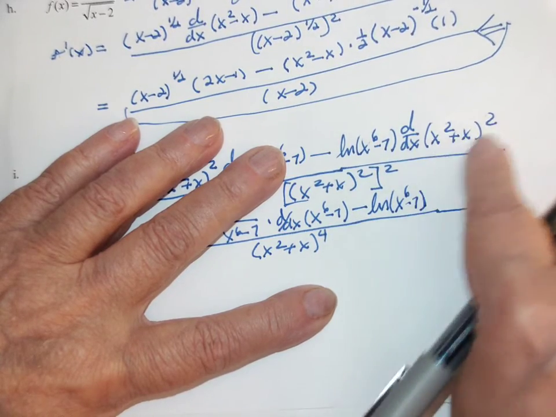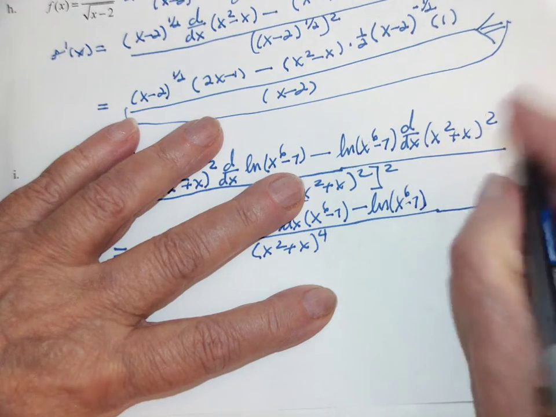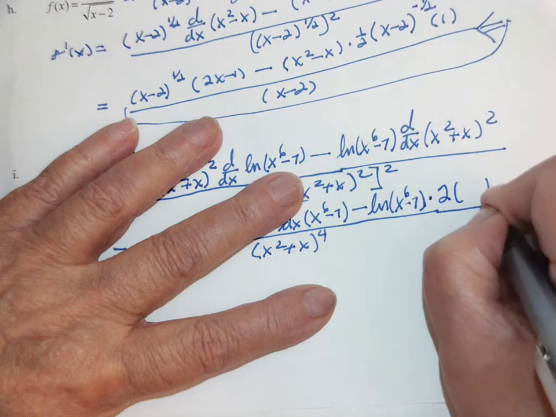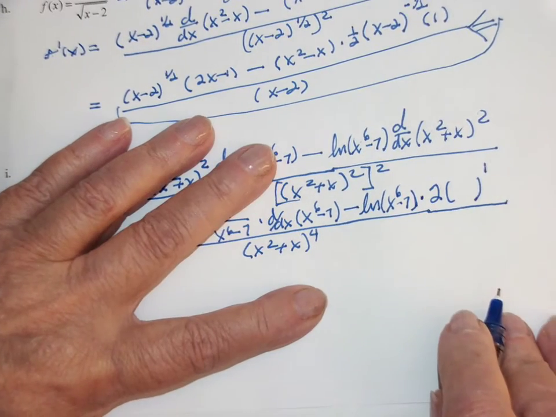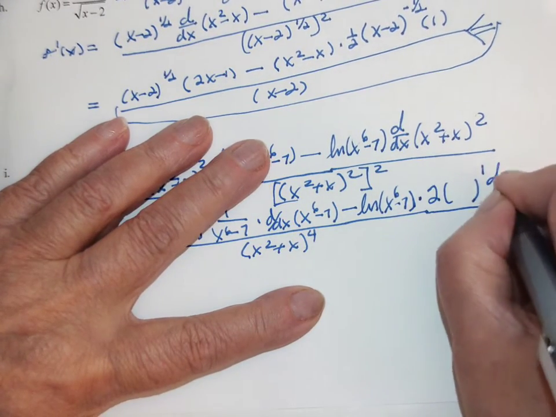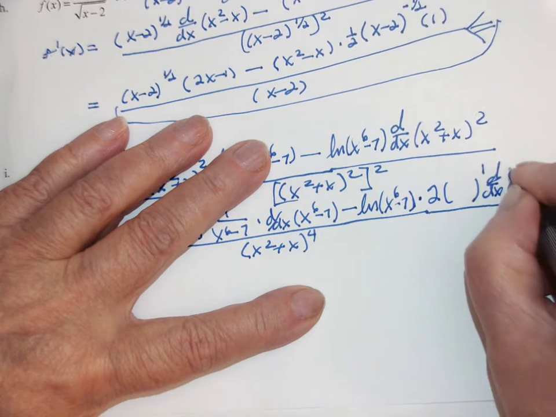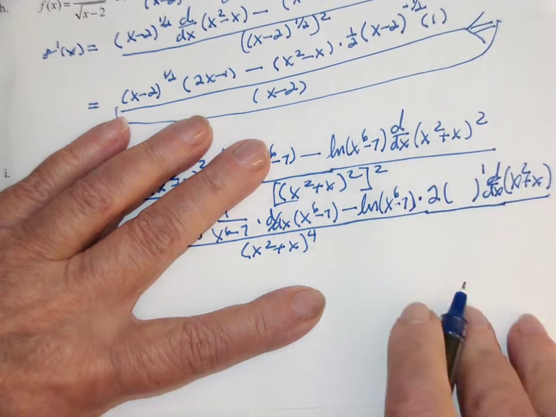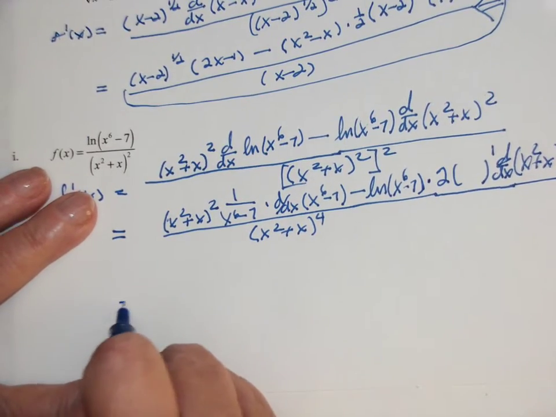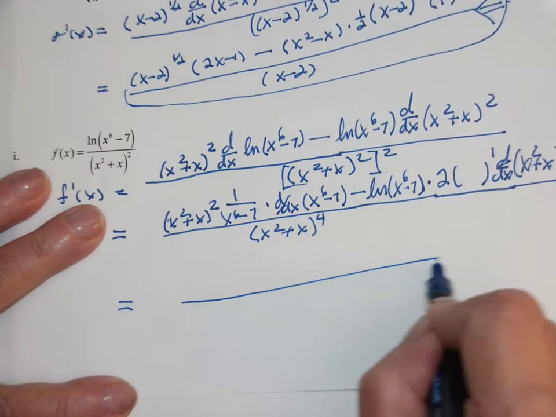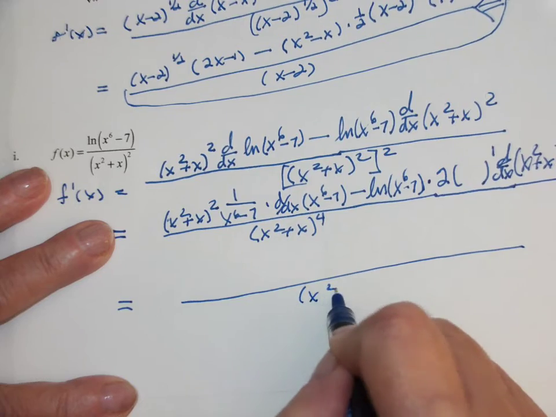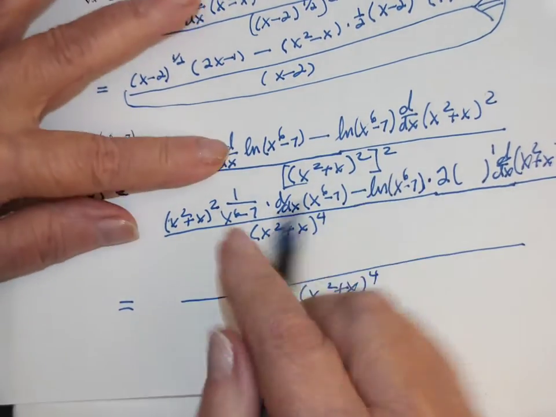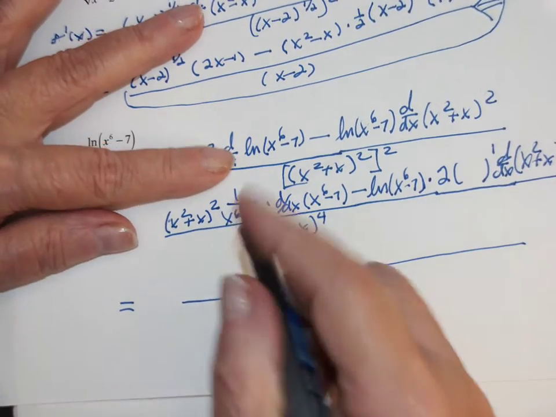Now this is just regular old chain rule because there's no logs and no e's. So this is going to be 2 times the blob to the 1 times the derivative of the blob. So I got dx's, so that means I'm not done.